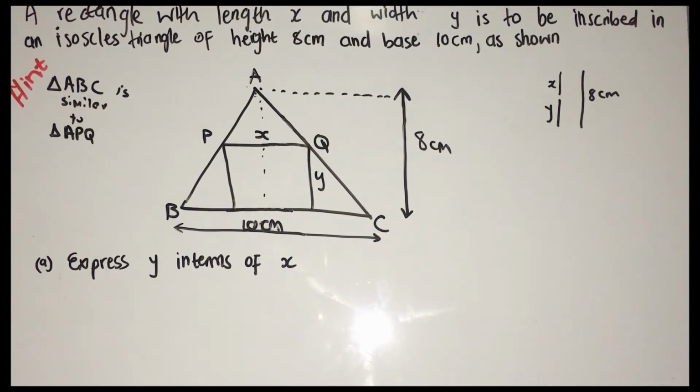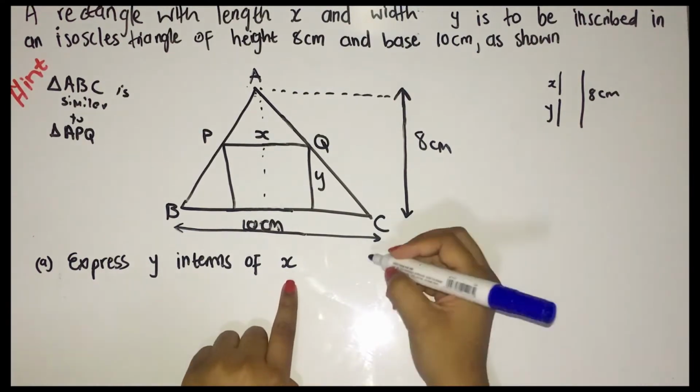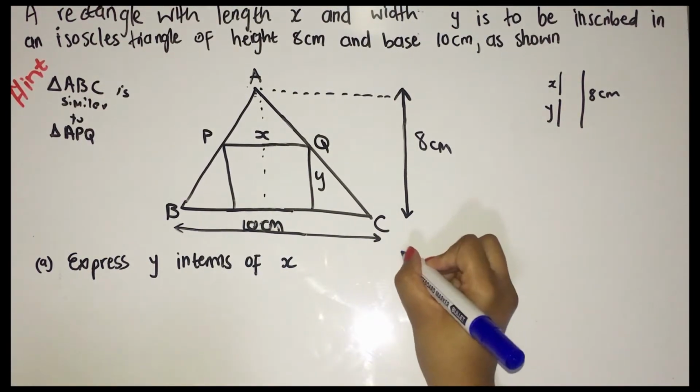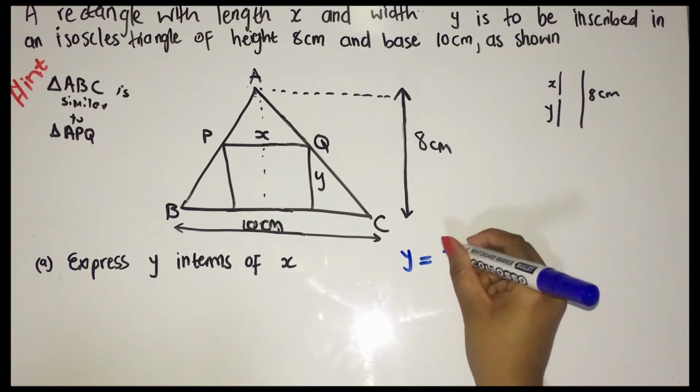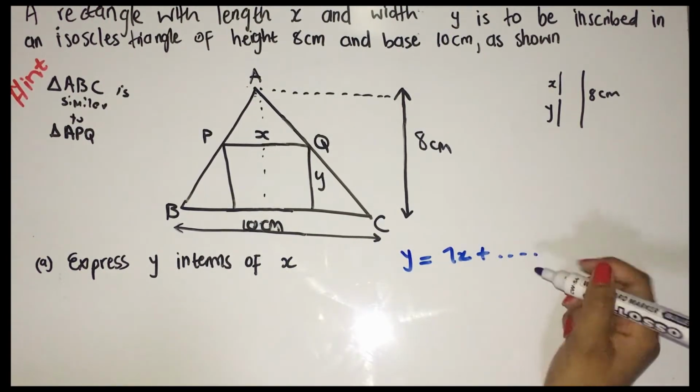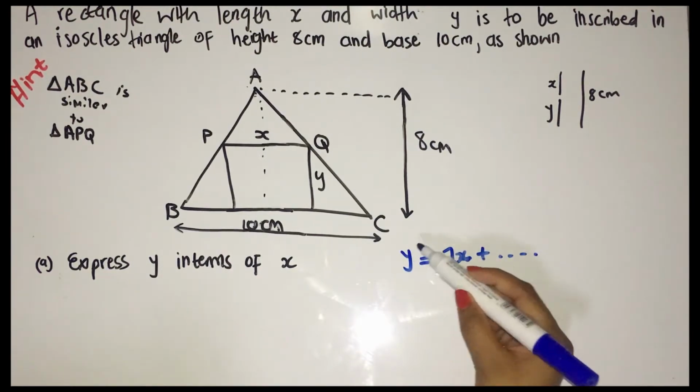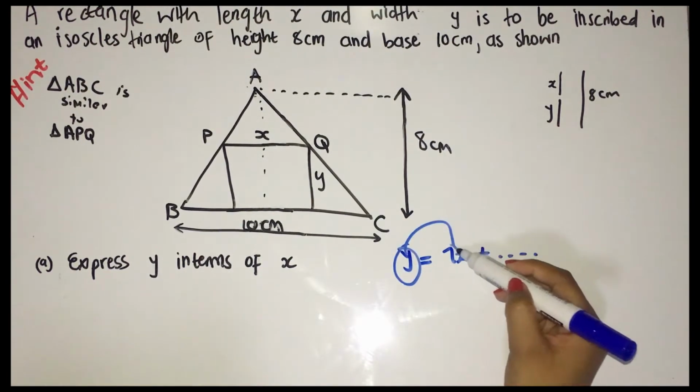The next question says a rectangle with length x and width y is to be inscribed in an isosceles triangle of height 80 centimeters and base 10 centimeters as shown. Now A, express your y in terms of x. So the question is to express y in terms of x. That means we must have something like y equals maybe 7x plus something, but we must express y in terms of x.